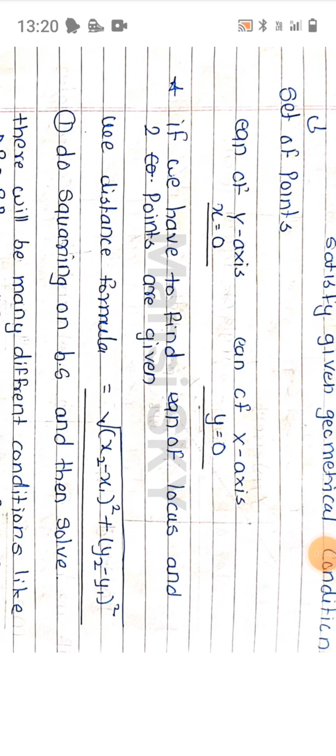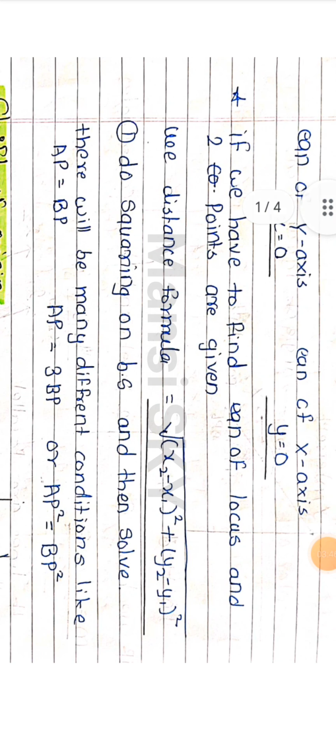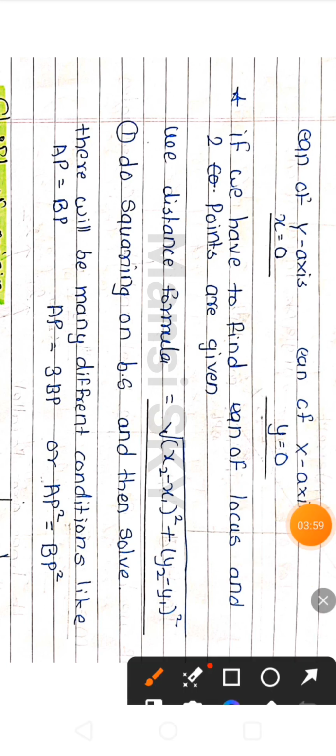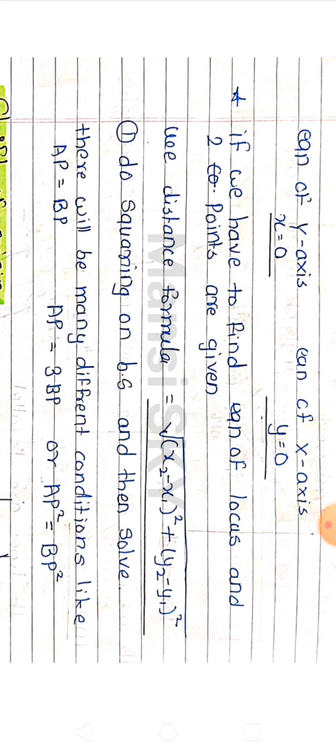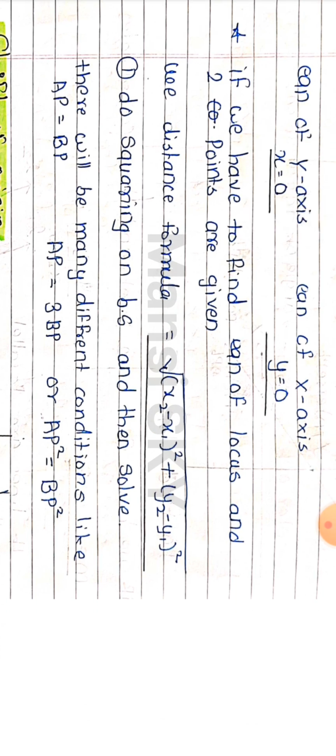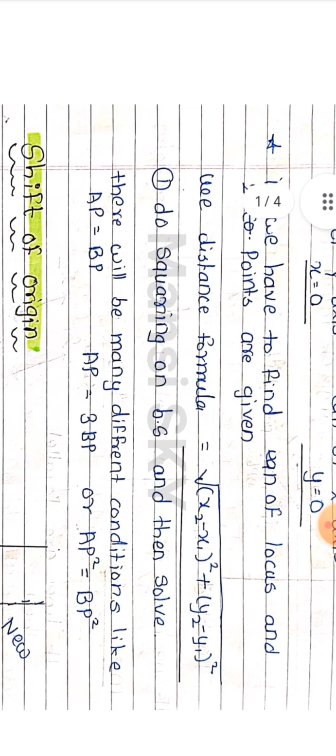Now the question will be asked as, if we have to find the equation of locus. If you have any type of question where you have to find the equation of locus, and you are given 2 points with their coordinates, then you have to use a formula called the distance formula. What is distance formula? Distance formula is nothing but under root of (x2 minus x1) squared plus (y2 minus y1) squared. So by using this formula, you have to solve the question.